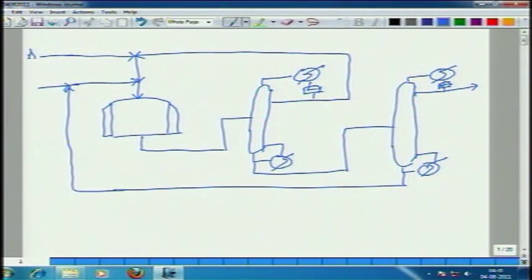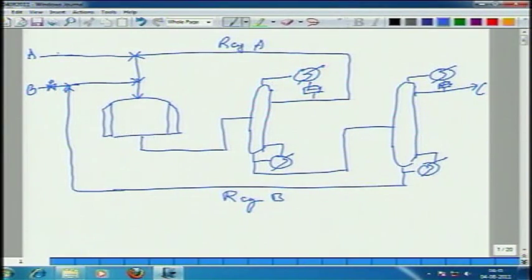This is fresh A, this is fresh B, this is recycle A, this is recycle B, this is product C. Yeah, and if we draw valves on it, I don't remember how many valves, but we can just draw them and see. These are the valves.